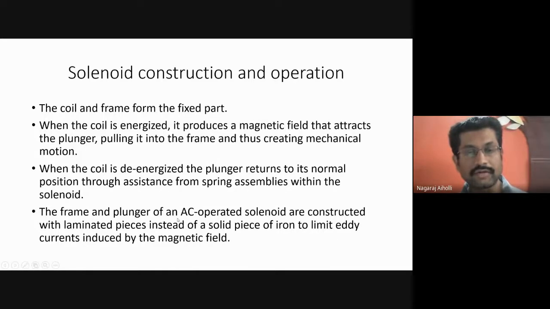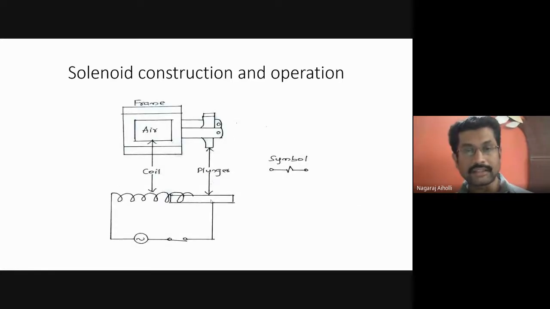The frame and plunger of an AC operated solenoid are constructed with laminated pieces instead of a solid piece of iron. This is an important point. The frame and the plunger are made up of laminations, just like the laminations of a transformer. If you have seen small transformers, their core is laminated. You have studied this in your first year.